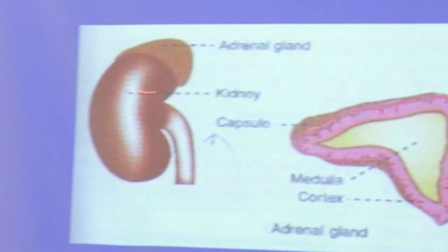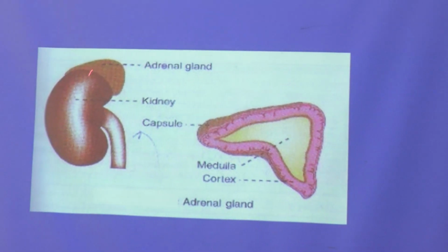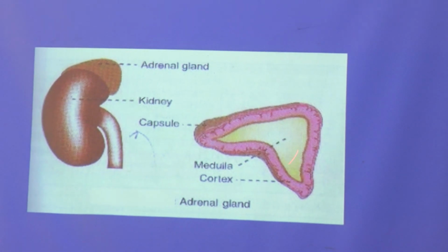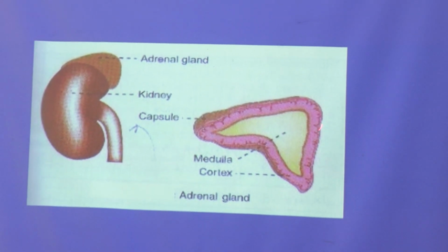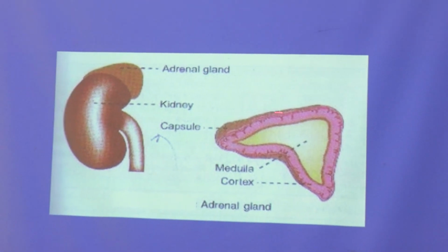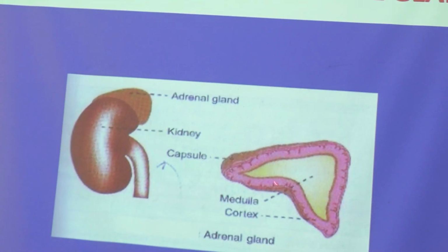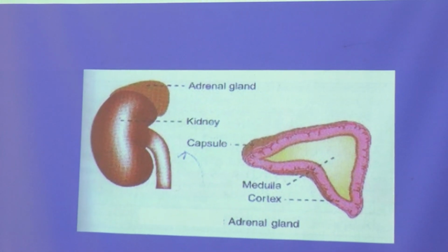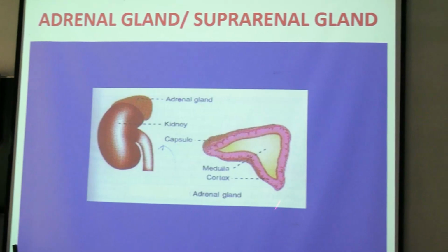Gland or adrenal gland. Okay, so see, this one is the kidney, and above the upper pole of the kidney, the suprarenal gland or adrenal gland is lying. It is almost triangular in cross section, and it consists of an outer cortex and inner medulla. Okay, and it is surrounded by a capsule.